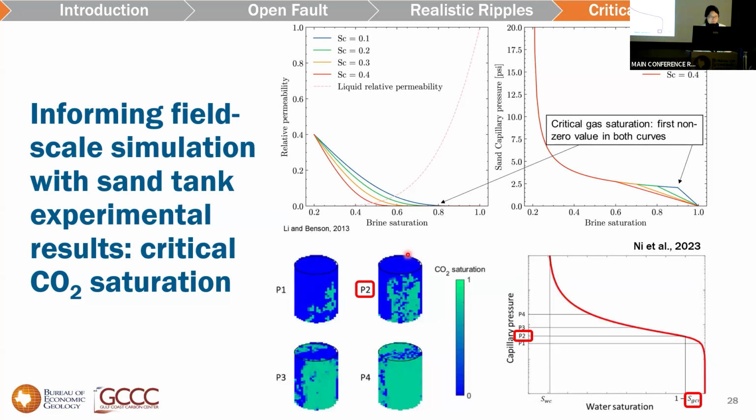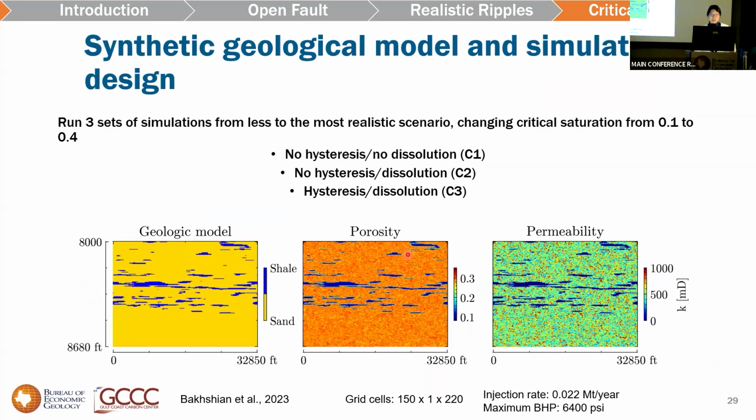So now that we've seen what this critical gas saturation is, our next step is to see whether this is an important parameter to be upscaled. So we want to conduct some field scale simulations to see whether this parameter is important or not. Because if it's important, then we definitely need to correctly upscale this parameter. But if it's not, then it will be safe to ignore this parameter.